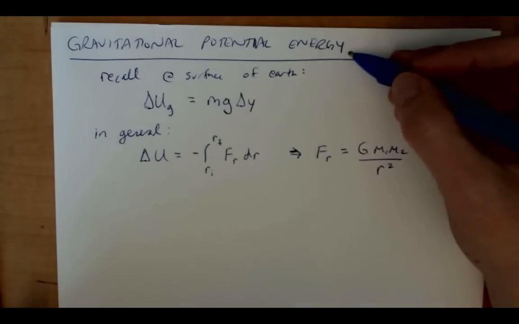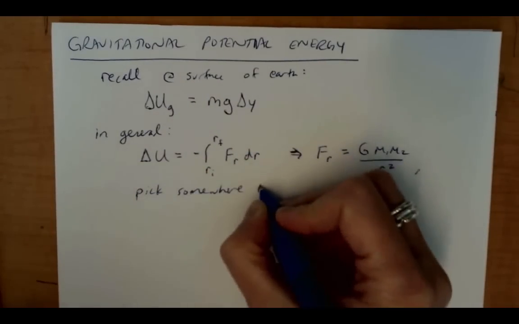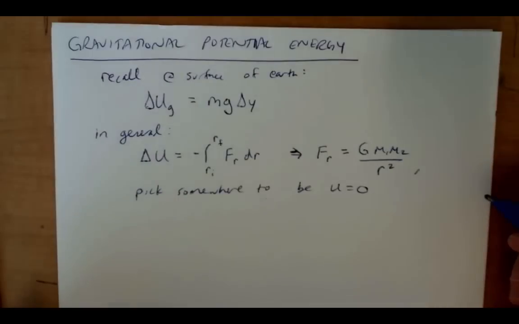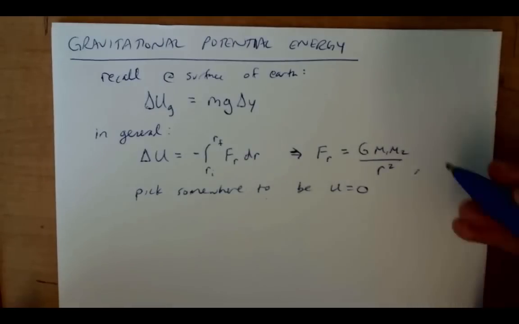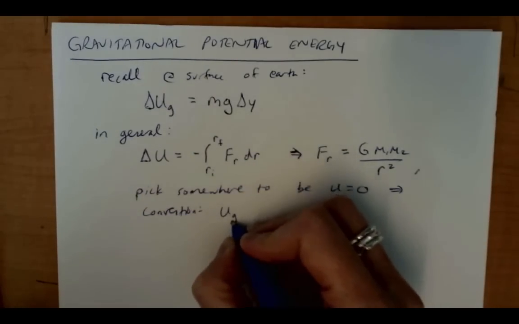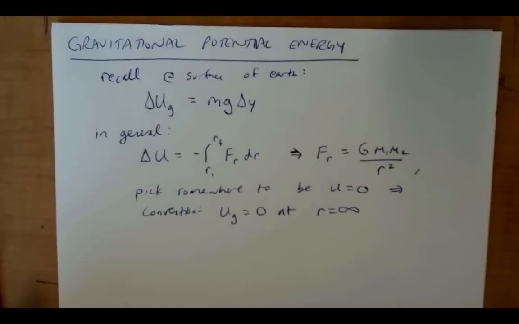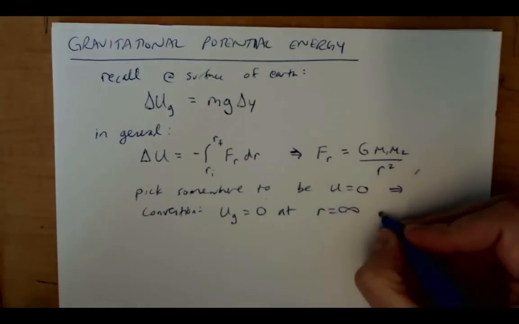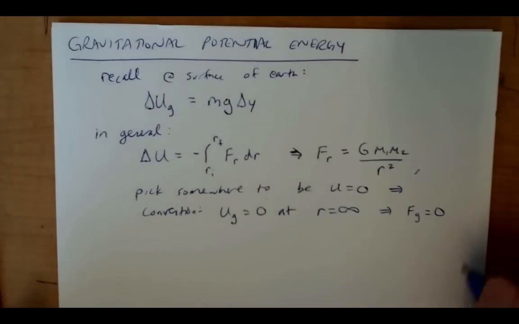And as with all gravitational potential energy, you need to pick somewhere to be U equals 0, right? It was arbitrary where you picked y equals 0, so it's arbitrary where you pick U to be 0. So the convention here is that we say U_g equals 0 at r equals infinity, so that when you're infinitely far away from an object, you have no gravitational potential energy. And so that means the gravitational potential energy is 0 when F_g equals 0.